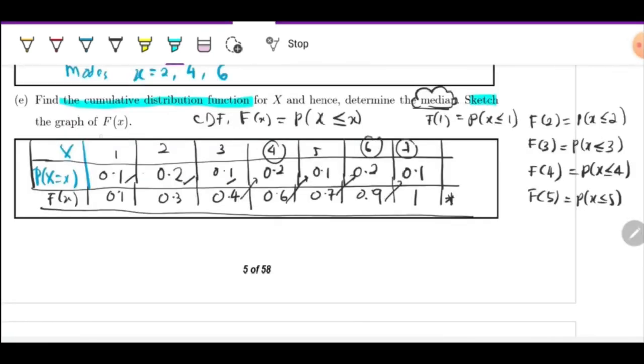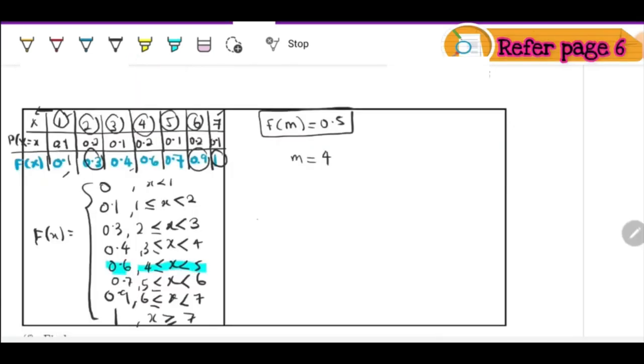Sketch the graph of CDF. To sketch the graph of CDF, draw an axis.